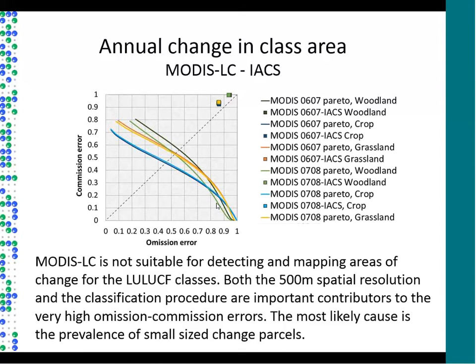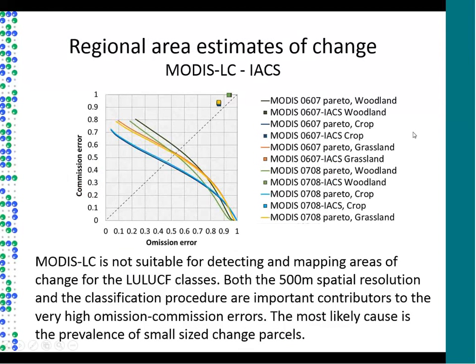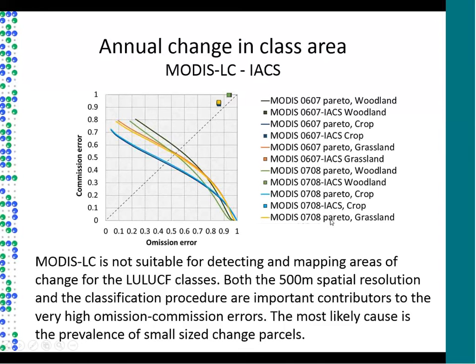Change maps generated for the years 2006 and 2007, and these are the darker colors on the map, and change maps generated for the years 2007-2008. These are the lighter colors on the map here. Okay. But the message is very clear now that you hopefully started to understand what the Pareto boundary is telling us, is that the 500 meter pixel is really not suitable for mapping the small parcels of crop, grass and woodland changes that we observe in the UK. And the extreme classification errors are also telling us that the classification procedure is struggling to correctly identify those changes.